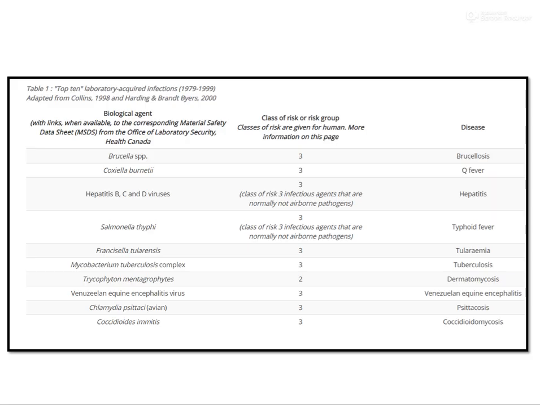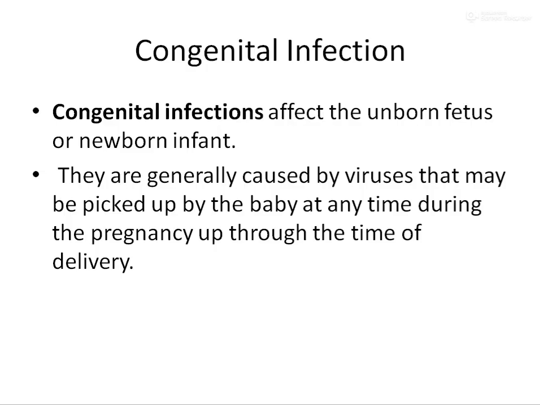If you look into laboratory acquired infections, you can see that there are different classes of bacteria which can cause infections. It could be Bacillus species, Coxiella burnetii, hepatitis B, C, D viruses, Salmonella typhi, Francisella, and so on. Different types of microorganisms which normally occur in the laboratory can cause infections. So you just need to know some terms or some infections which could be caused from the laboratory.